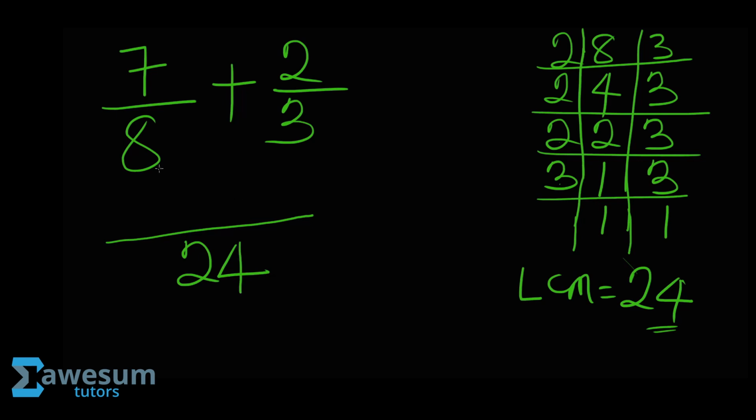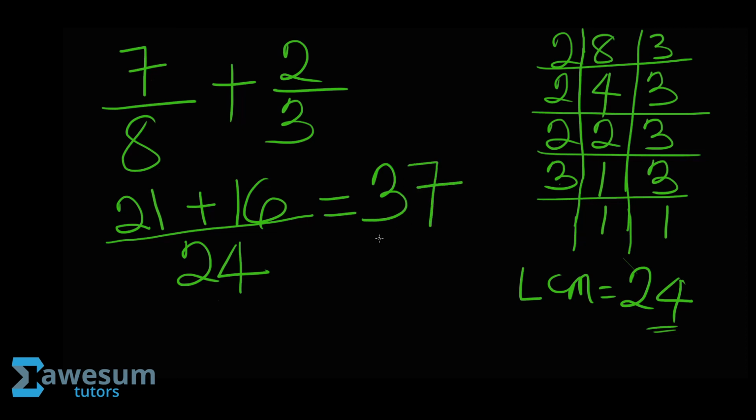So I will come over here and I will write 24. 8 in 24, that is 3. 3 times 7, that is 21. Plus 3 in 8, 24, that is 8. 8 times 2, that is 16. Very good. 21 plus 16, that is 37. 37 over 24. Very good.